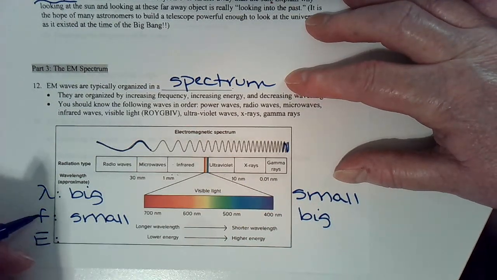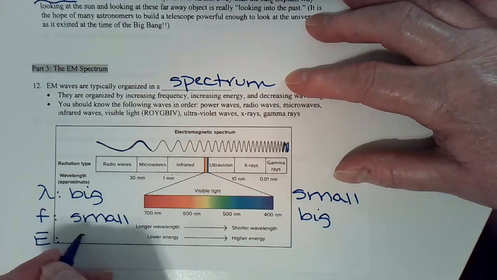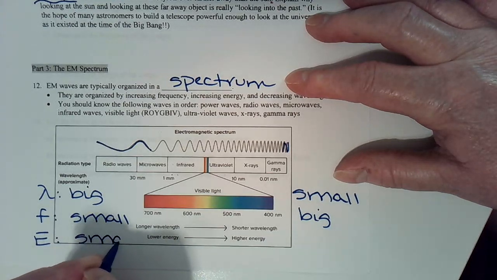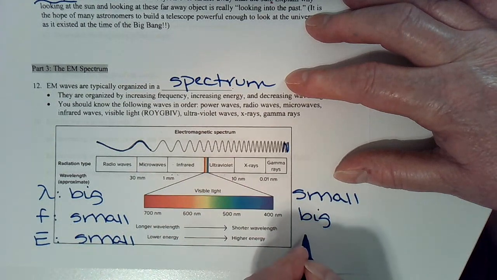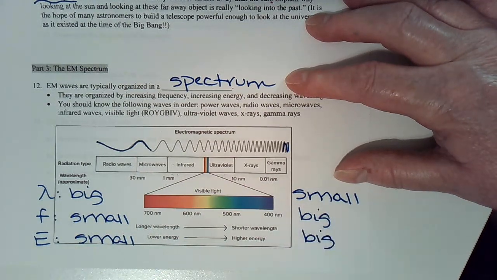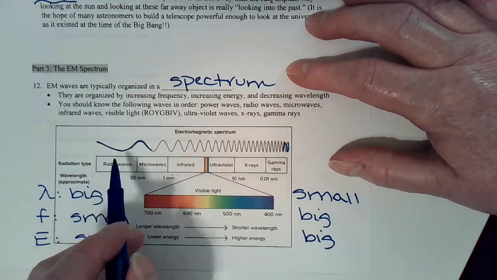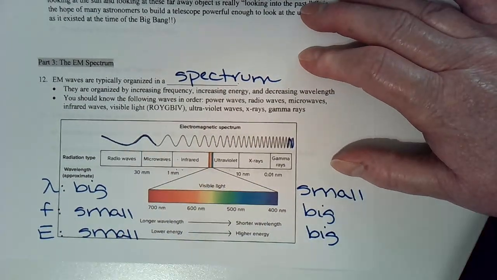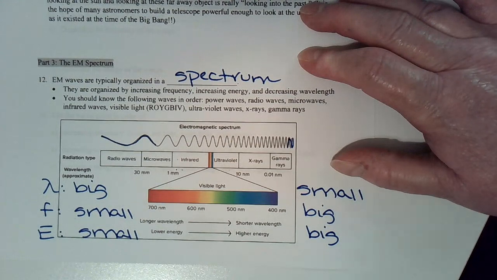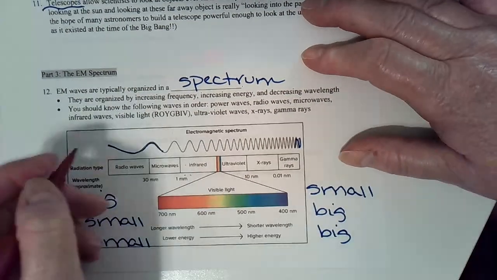And energy is going to end up matching the frequencies. So the waves at this end of the spectrum have small energies, and the waves at this end of the spectrum have large or big energies. And so waves of the electromagnetic spectrum are commonly organized into these little clumps. But I want to add another clump here.